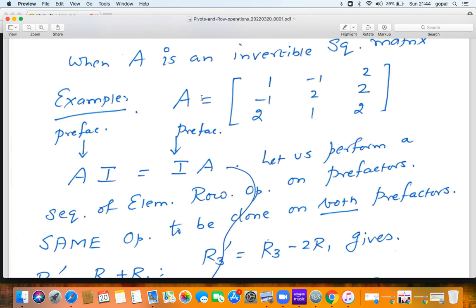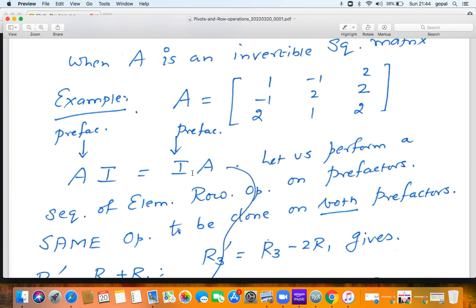AI equal to IA. The idea is that on the left hand side, on the prefactor A, we'll keep on performing elementary operations, and we'll perform the same elementary operations on the prefactor I in the same sequence. We will try to reduce the left hand side A to I, and the right hand side I will turn into some other matrix B. And so the final equation will read I equal to BA, and that B is the inverse of A. That's the idea.